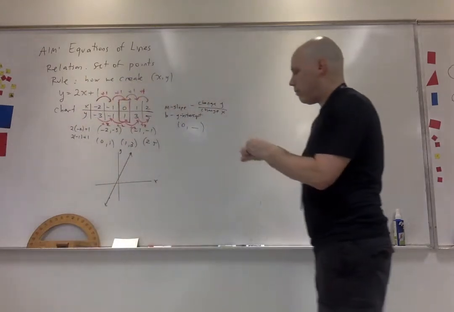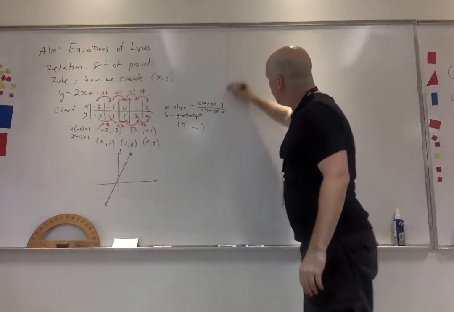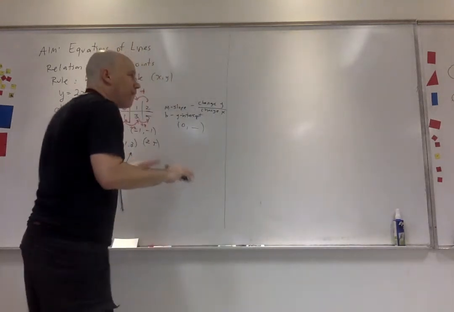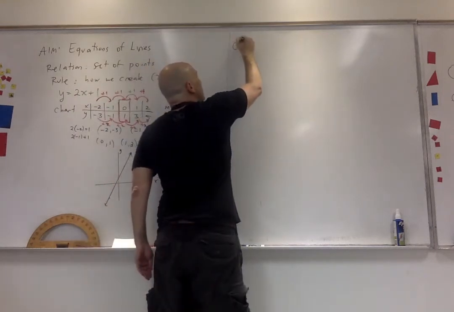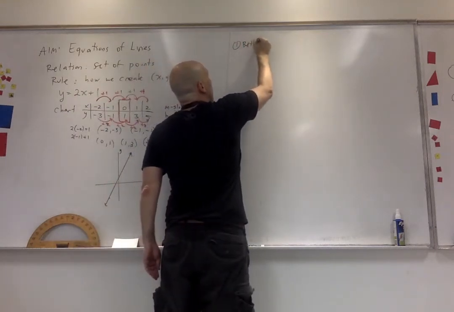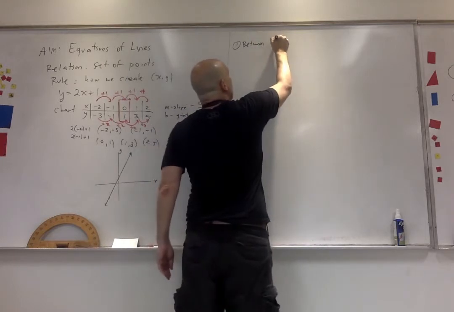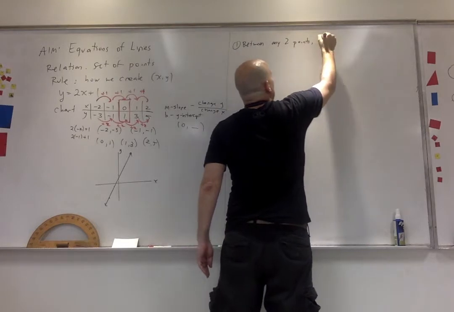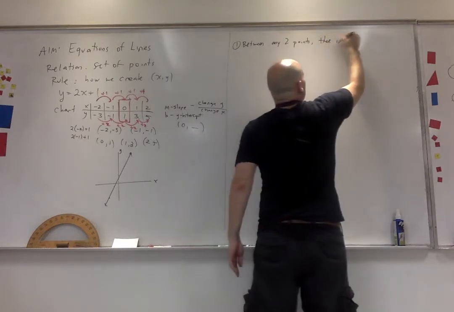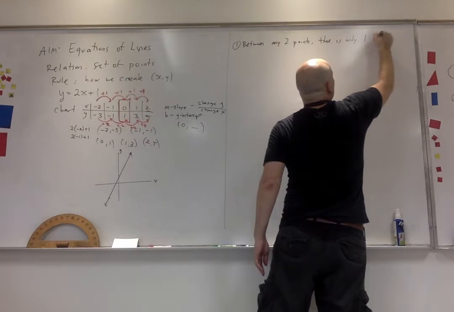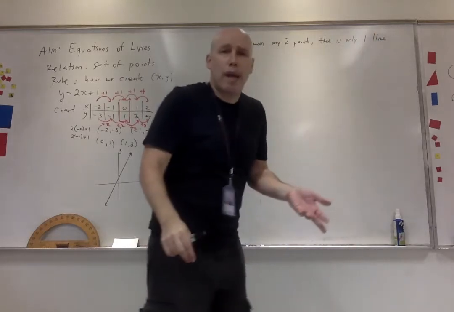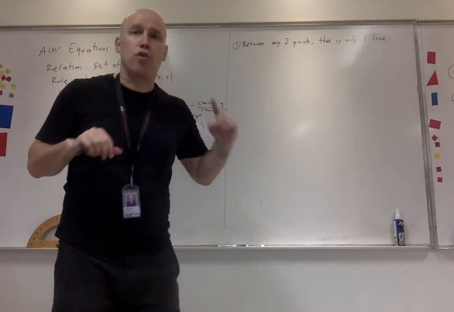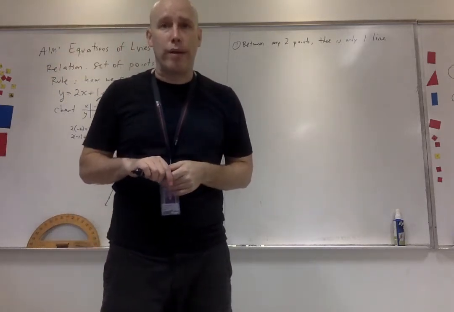Let's just talk about a couple of theorems and axioms, just some statements. I just want to make a statement first: between any two points, there is only one line. That's kind of interesting when you think about it. That's known as an axiom. Once again, if you have 2 points, there's only one line that goes through those 2 points.